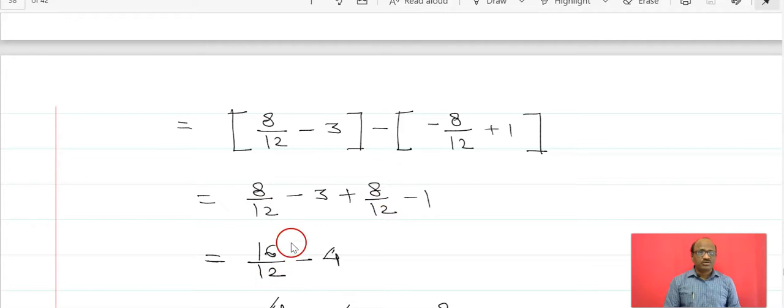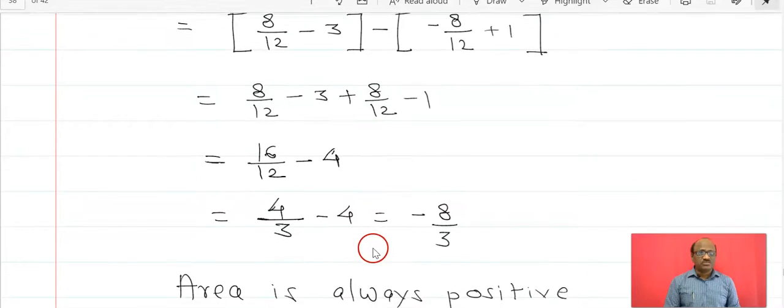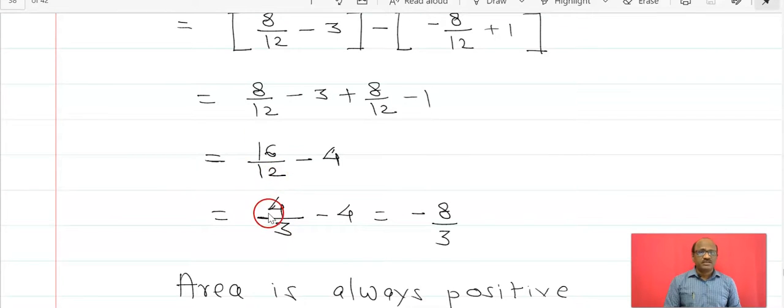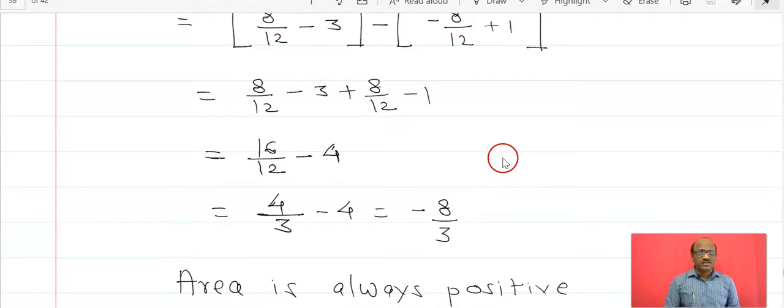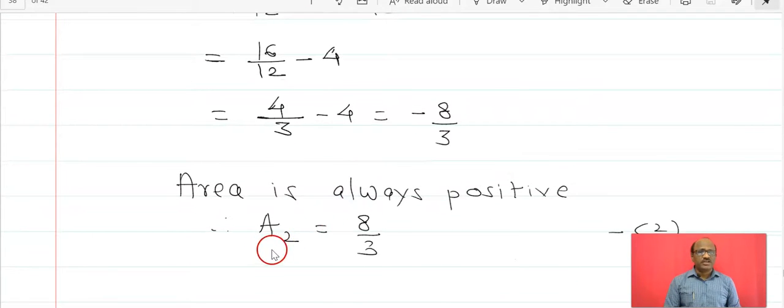That is 16 upon 12, minus 3 minus 1, minus 4. And that's why you will get 4 upon 3 minus 4, and therefore you will get minus 8 upon 3. Area is always positive. Therefore A2 equals 8 upon 3. And this is the second one.